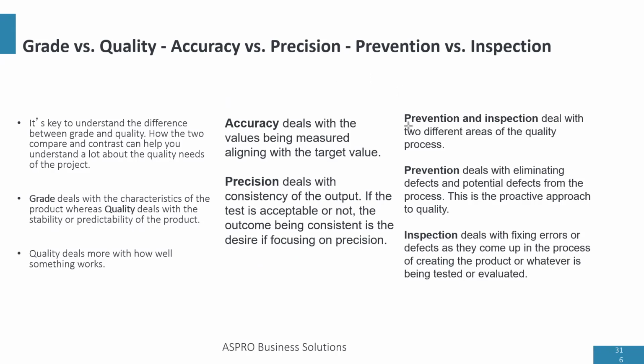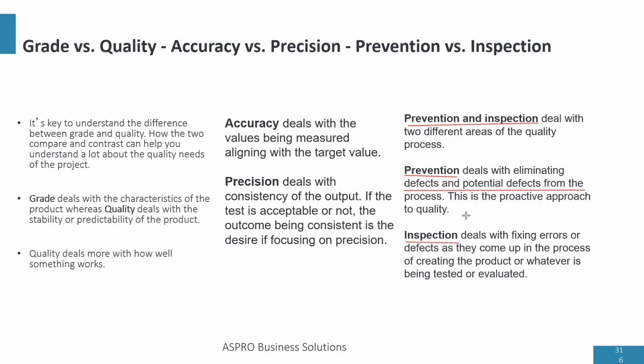Prevention and inspection. Prevention is the proactive side of quality, and this is where we put measures in place to prevent defects from happening in our project. These are your measures or countermeasures to ensure that defects do not occur.